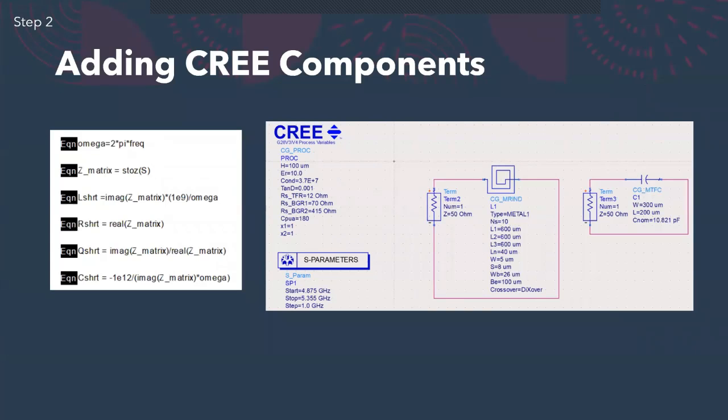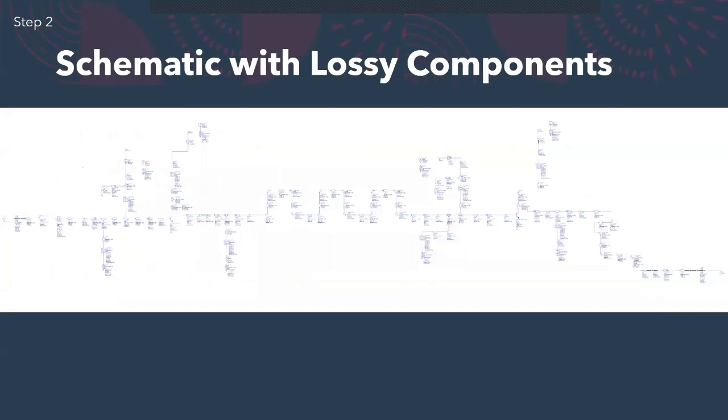In step two, Cree components were added. The schematic on the right was used to match the lumped component values with those of the Cree components, and the equations on the left were used to match them. Then this schematic with lossy components was designed.